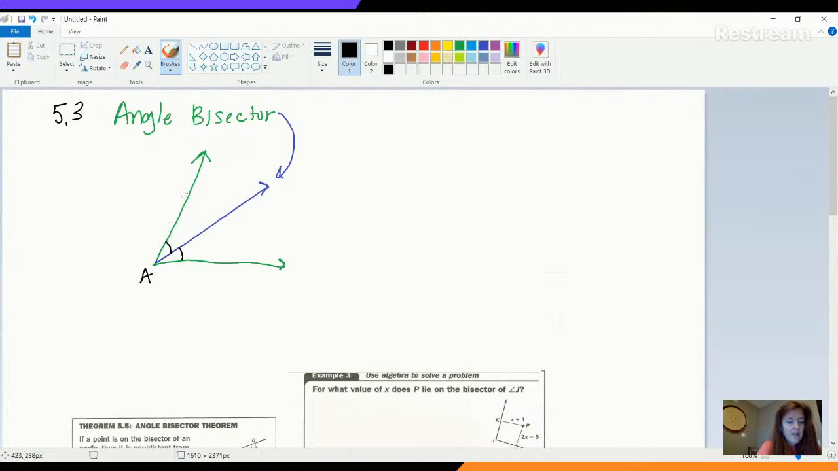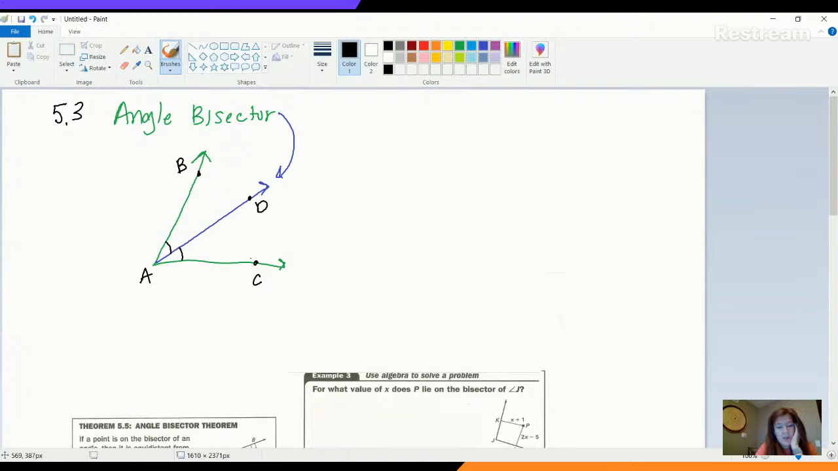So we'll go ahead and call this A, B, C, and D. If I was using geometry terminology, I would say that ray AD is the angle bisector of angle BAC, because it divides angle BAC into two equal parts. So that's actually not any new information.